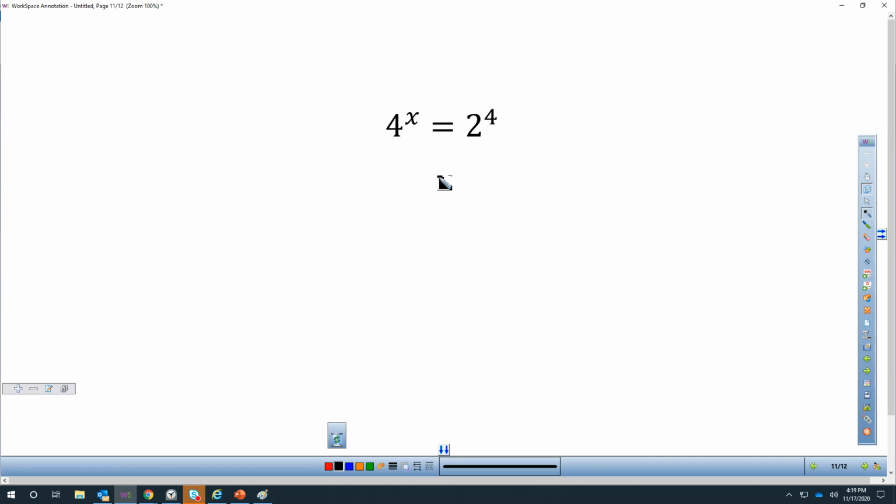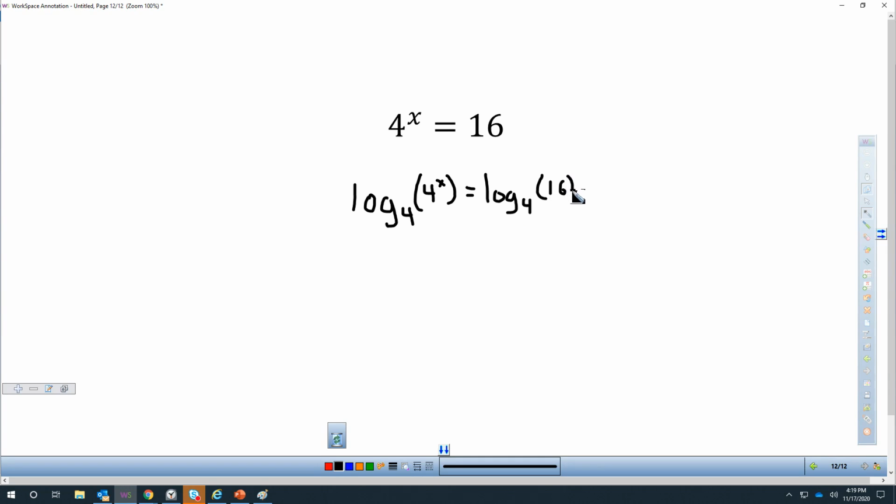Okay, so before we do that, I want to show you a problem that we worked on a couple lessons ago. So 4 to the x equals 16. I can solve that by taking the log base 4 of both sides. So I'd have log base 4 of 4 to the x is equal to log base 4 of 16. And I did log base 4 because the base of the exponent is 4.